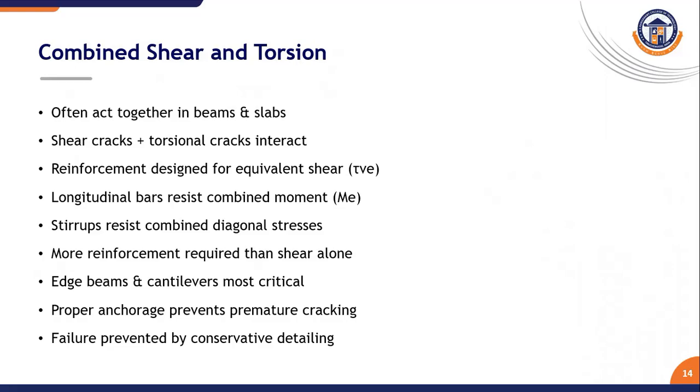Combined shear and torsion. In practice, shear and torsion often act together in beams and slabs. Reinforcement must therefore be designed for the combined stresses. Longitudinal bars resist the combined moment, while stirrups resist the diagonal stresses. This generally requires more reinforcement, especially in edge beams and cantilevers. Proper anchorage prevents failure.